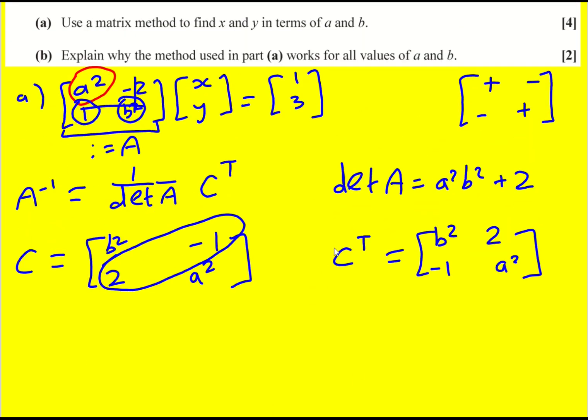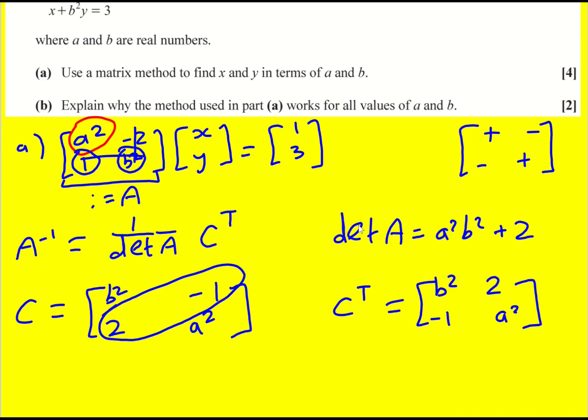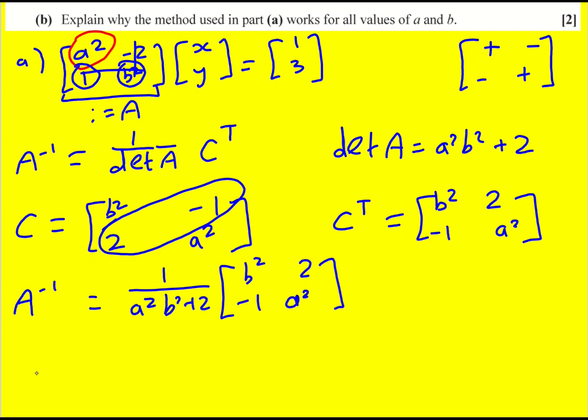I know it seems very technical, but once you get into the groove of it, if this is not making sense, you just have to go back and practice 2 by 2 matrix inverses. Because I don't want to go back to the very beginning. I'm just applying the formula, and now I'm ready. Really, the inverse is going to be 1 over a squared b squared plus 2 multiplied by b squared, 2, minus 1, a squared.